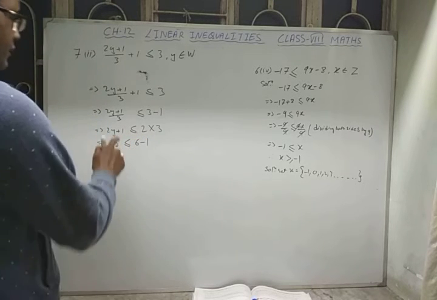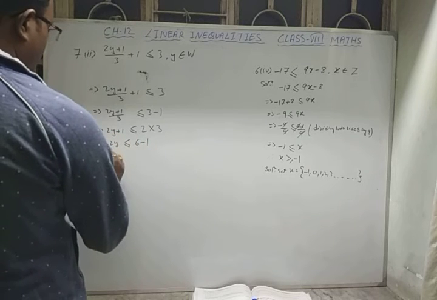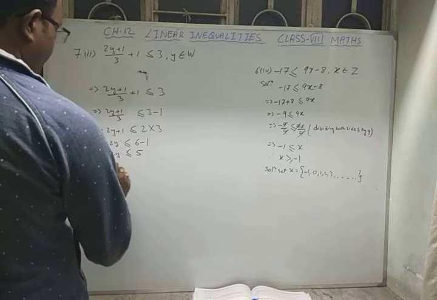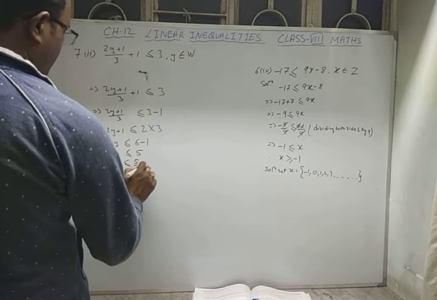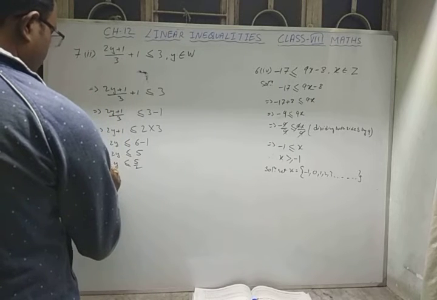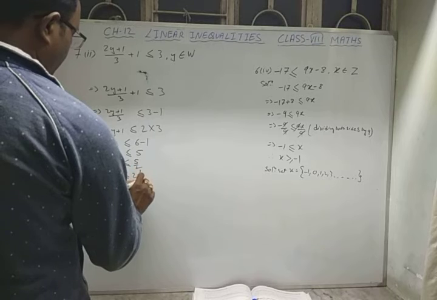Why have I written minus 1? Here is plus 1. So when you take it to the right hand side, it will become minus 1. So therefore 2y ≤ 5. So therefore y ≤ 5/2. 5 by 2 means you can write 2 whole 1 by 2.